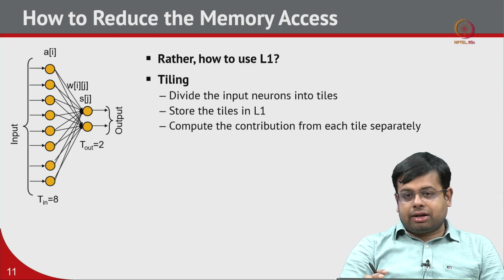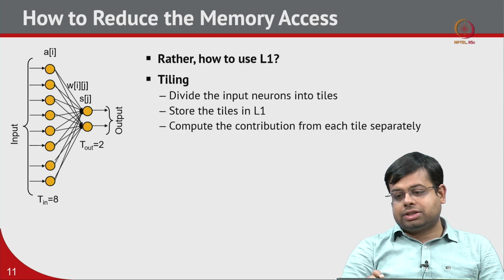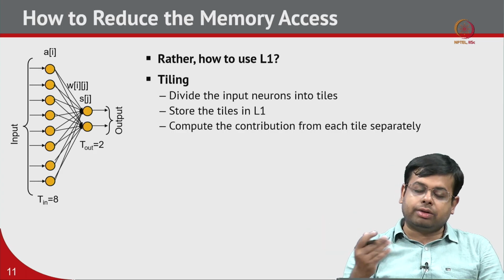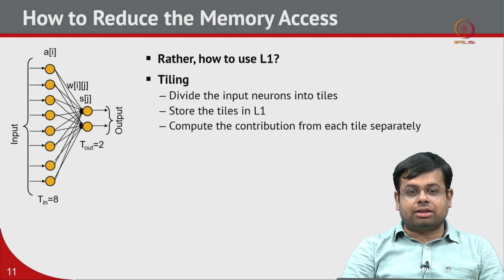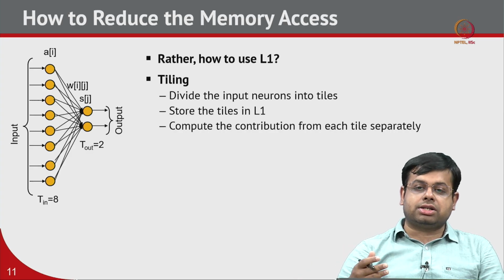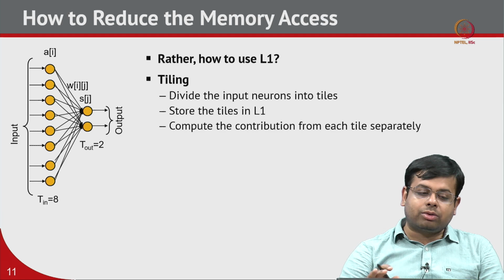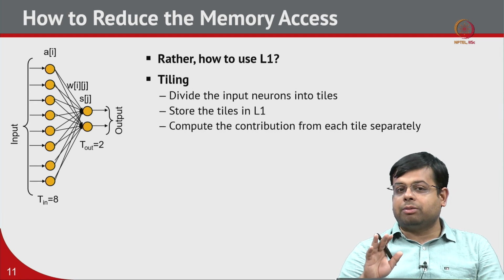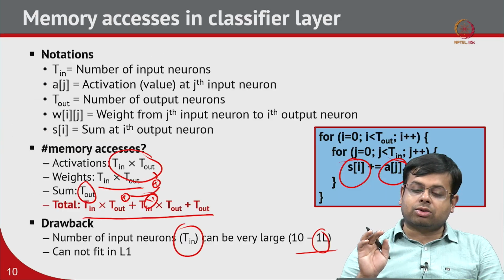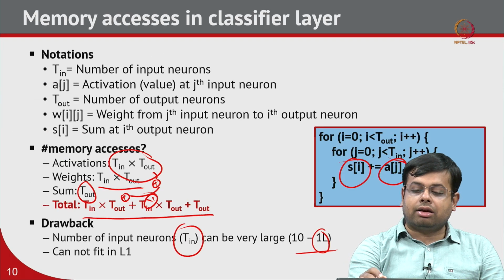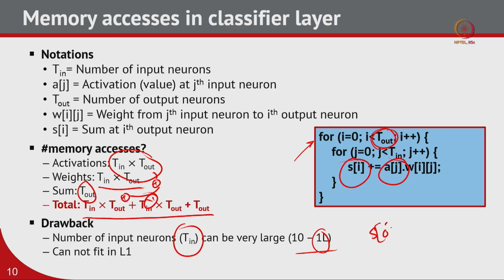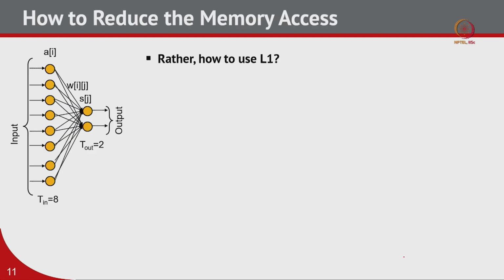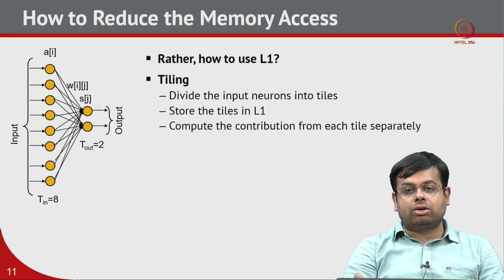Now, if we do the tiling, we should not bring some input neurons from the main memory to the L1 cache and then not do all the computation. We have to do all the computations with respect to all those input neurons. Remember the code snippet we discussed: the outer loop was for T out. That means we first compute S0 and then we compute S1. If we use tiling, we probably cannot do that, correct.